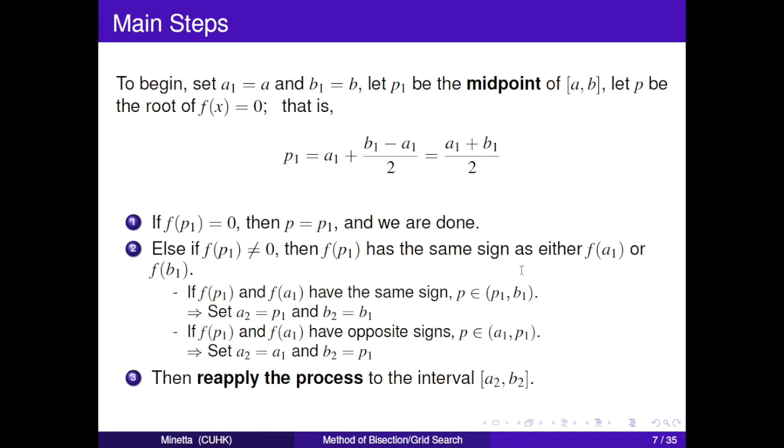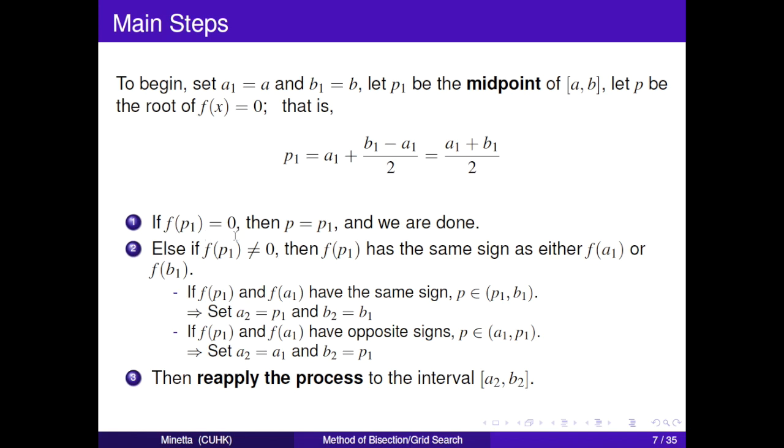Here are the main steps. To begin, set a1 equals a and b1 equals b. Let p1 be the midpoint of interval [a, b] and p be the root of f(x) = 0. That is, p1 equals this value. Then we check the function value of p1.